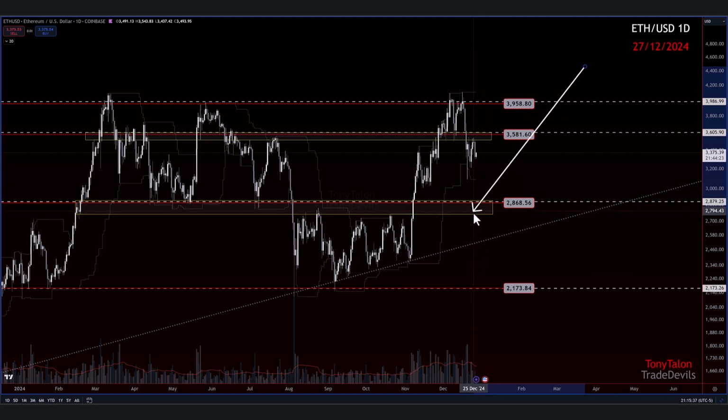The 2,800 area, see it's played both ways. So this is going to be the bigger level I'm going to be watching if price gets down there to see if we get a reaction.